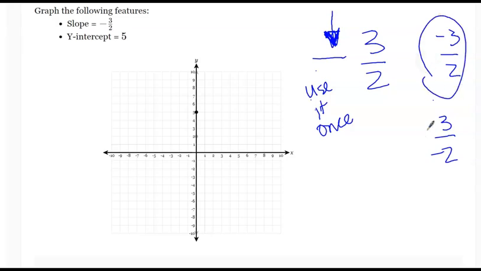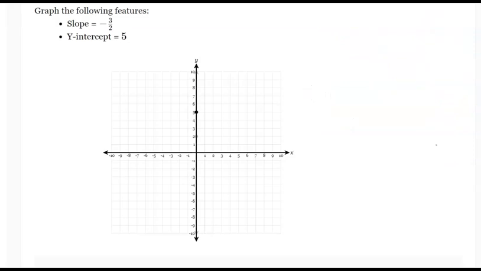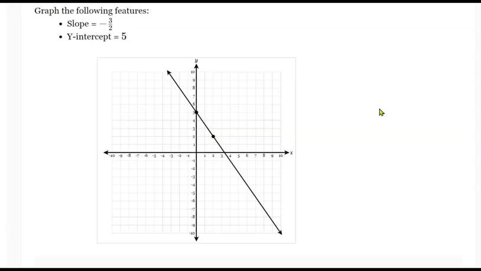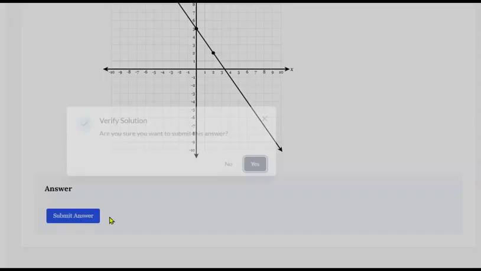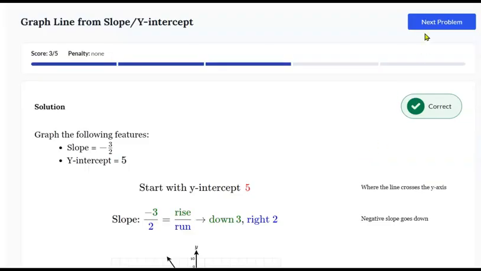It doesn't matter which one, but this is usually the easiest one. But you cannot use it twice, because that's a totally different number. You cannot use the negative sign twice. So if I use it with 3, and I go down 3, 1, 2, 3, then the 2 has to be positive. And that makes sense. A slope that's negative should be going downhill. So let's submit this answer. Try one more time.